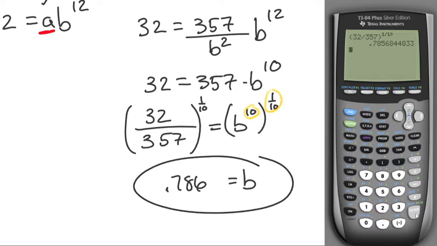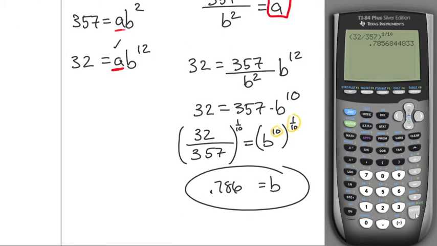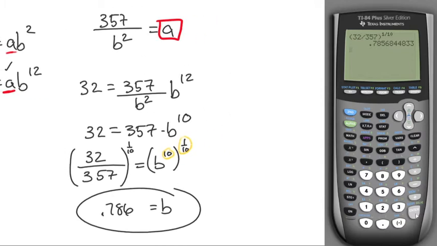Now, I'm going to need this value of B to figure out what A is. And I'm going to round it here as I write down what B is on my paper, but I'm not going to round it on my calculator. I'm going to leave that value of B until I calculate what A is. Now, in order for me to figure out what A is, you can see it above, I'm just going to take this number, 357, and divide by this B that I found to the second power.